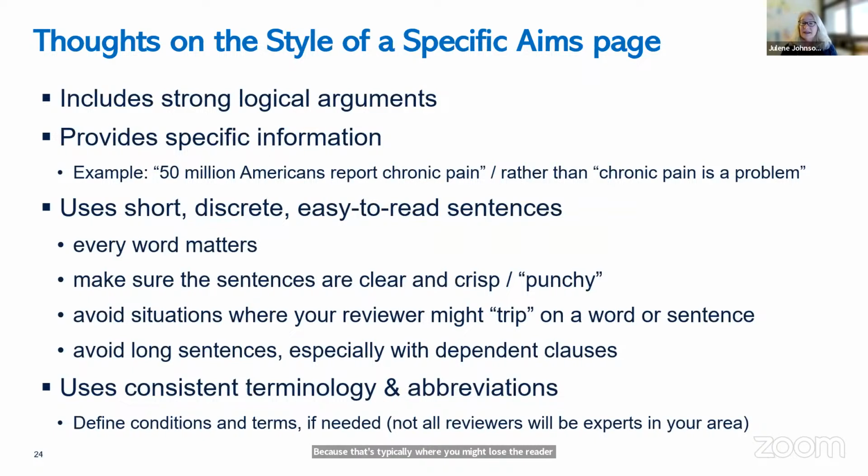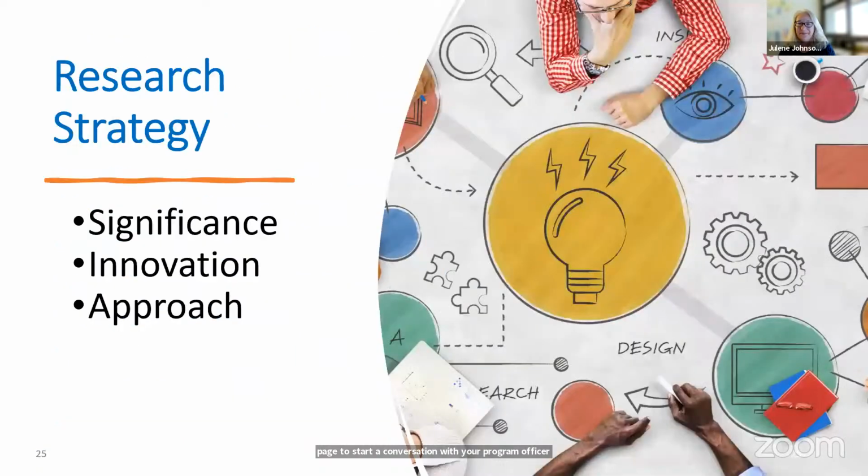Use consistent terminology and abbreviations throughout your grant, and define any of the conditions or terms if needed. And keep in mind that not all the reviewers will be experts in your area. So this is why you want to do this. And remember to start early. Use your specific aims page to start a conversation with your program officer. So those are some of the things I've learned along the way.